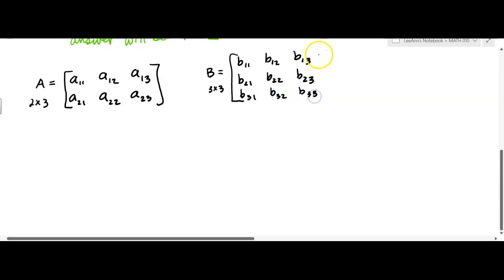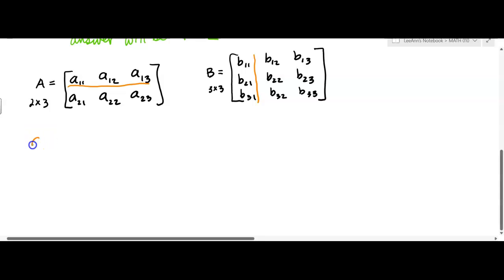And it might help to see those subscripts. Okay, so here's what you do. You're going to take the elements in the first row times the elements in the first column, and you're going to match them up, multiply them, and add them together. So that probably sounds confusing, but I'll write it out.